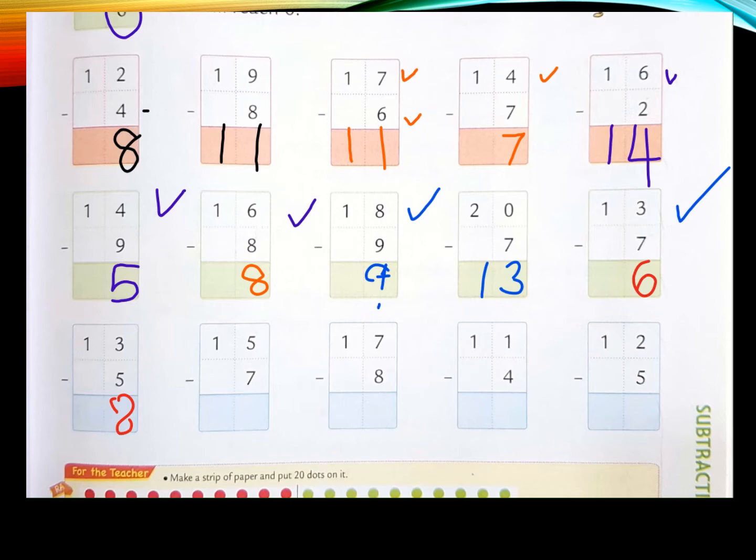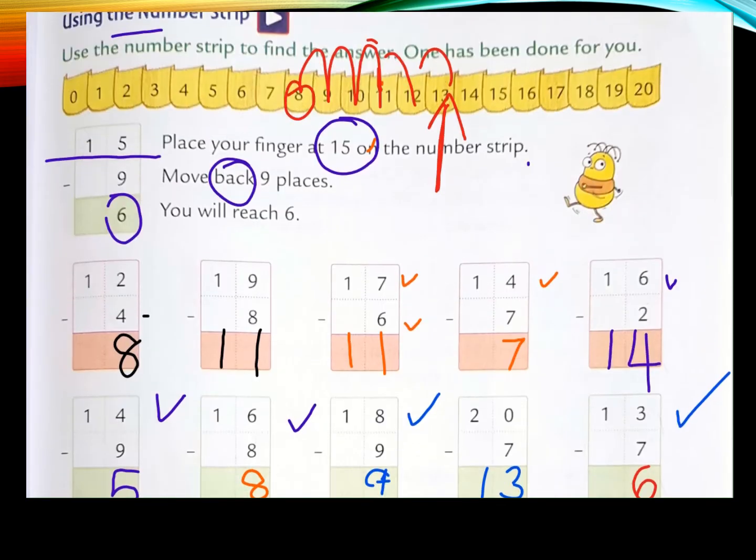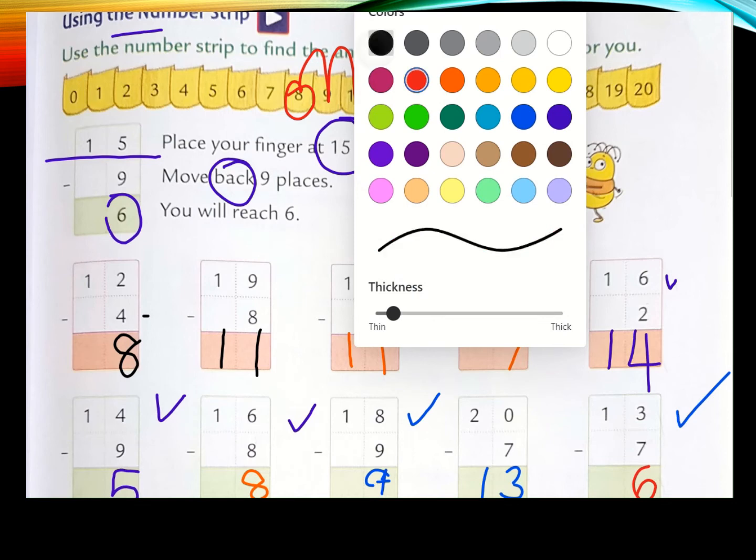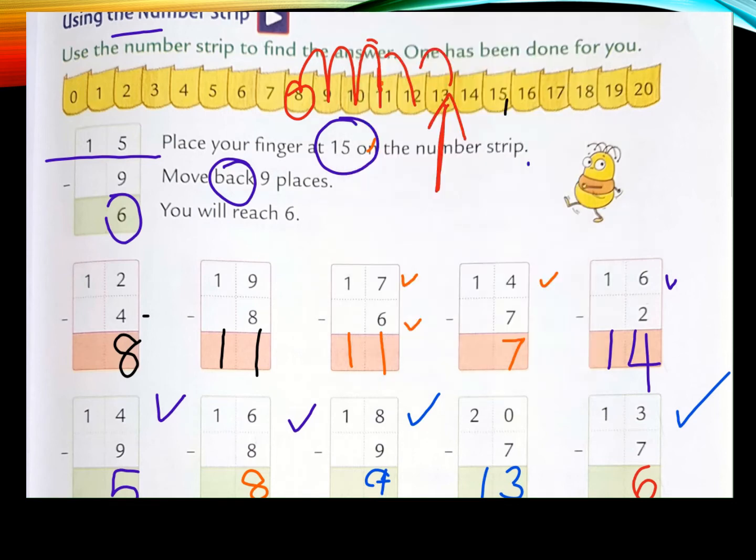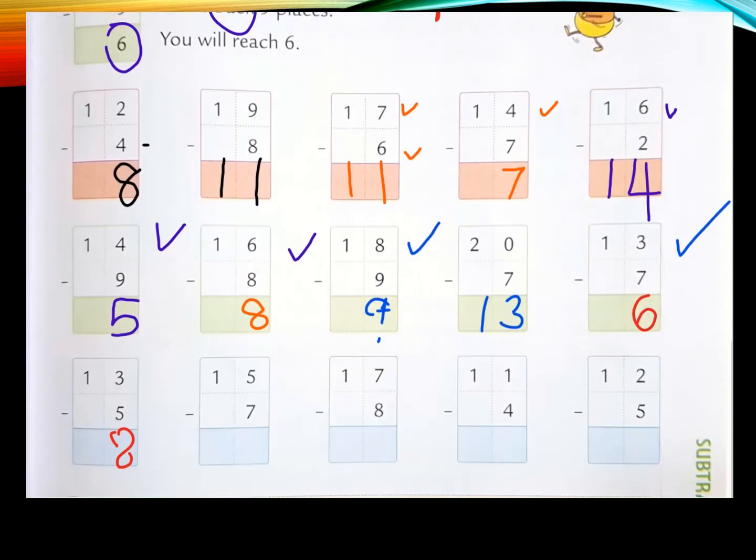15 minus 7. Keep your finger on 15 and minus 7. 1, 2, 3, 4, 5, 6, 7. 8 again.